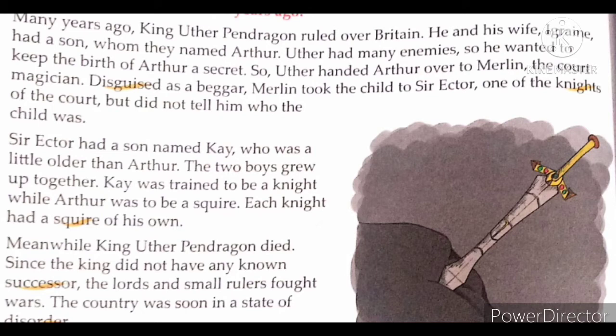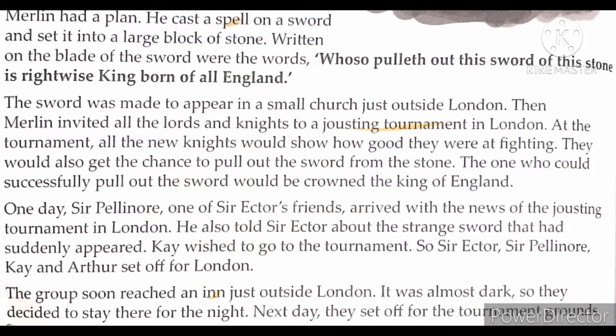The lords means rich men who give advice to the king, and the lords and small rulers started fighting. The situation of the country was unmanageable. Merlin had a plan. He cast a spell on a sword and set it into a large block of stone.